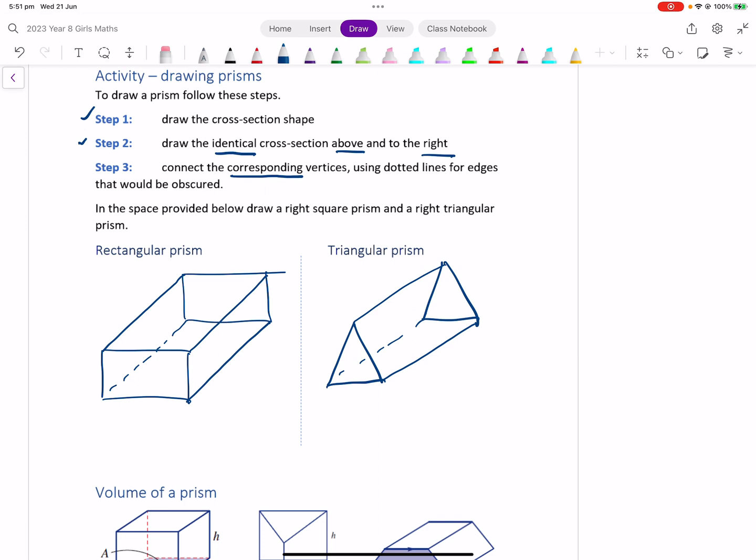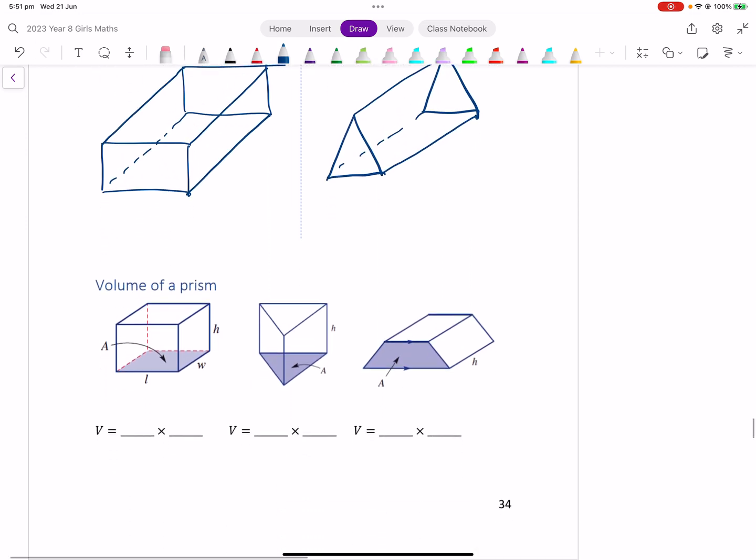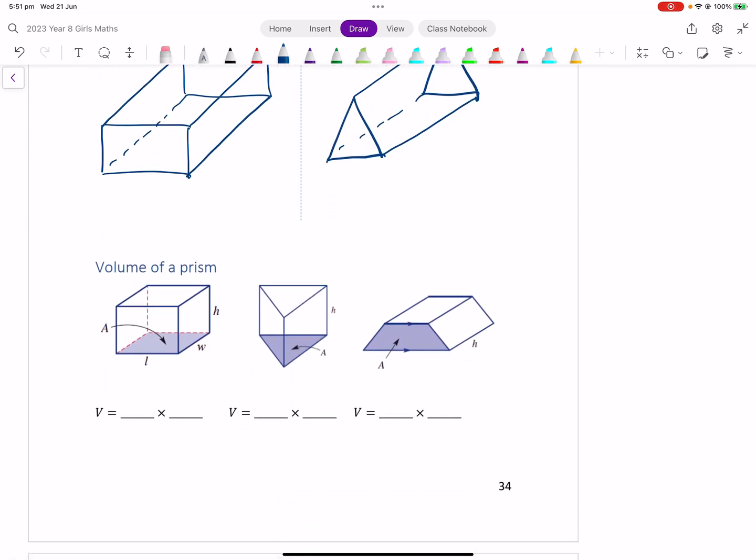So if I was going too fast for you, then I want you to pause and have a go at doing these by yourselves, because it's actually a really good skill to be able to draw prisms, because you have to do it all the time. All right, pause now. All right, so let's work out how we calculate the volume of a prism.